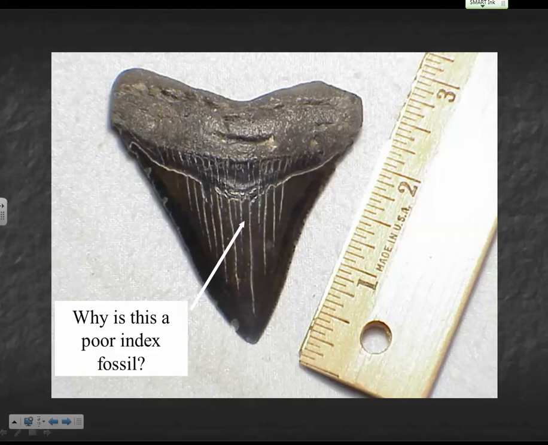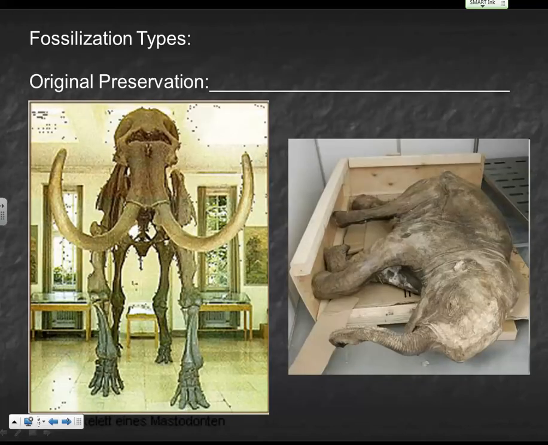Okay, if you said something about the fact that it's good because it was widespread around the world, that's okay. But the other thing is that there's still sharks around today. And now the teeth might not look the same as this, but there's still some big sharks, some great whites or other sharks that are pretty large. And so you can't reliably use shark's teeth as well as some of the other things to date rock layers, although it might be a little bit useful.